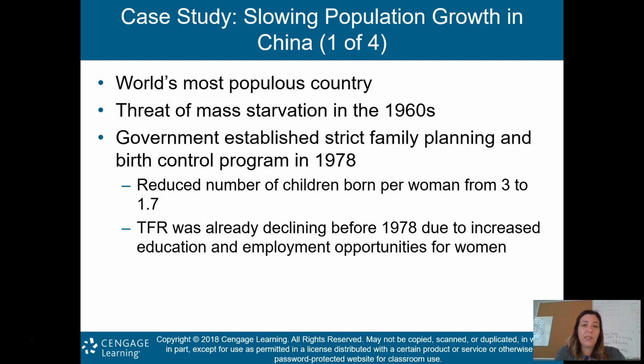To do this, the country provided contraceptives, but also sterilizations and other methods for controlling pregnancies for married couples. Between 1978, when they implemented this program, and 2017, China reduced its total fertility rate from 3 to 1.8. Here it says 1.7, but I have 1.8, but close enough.